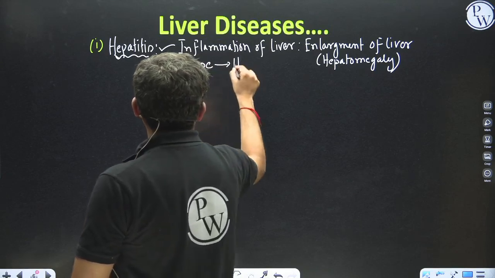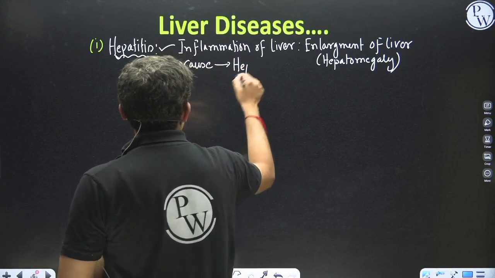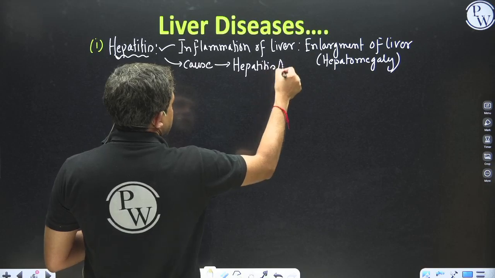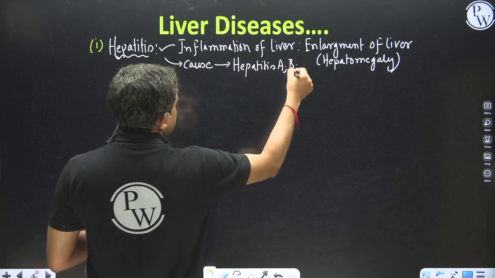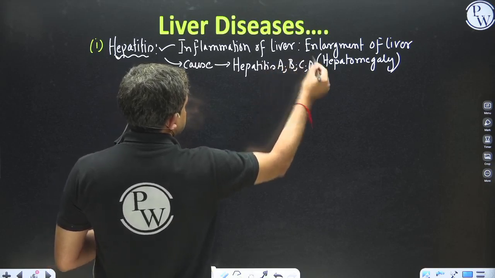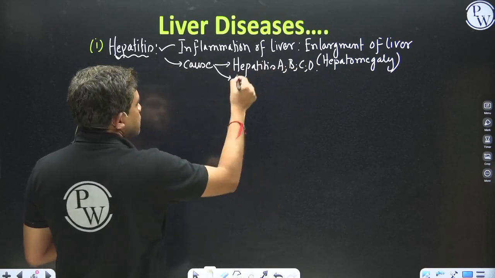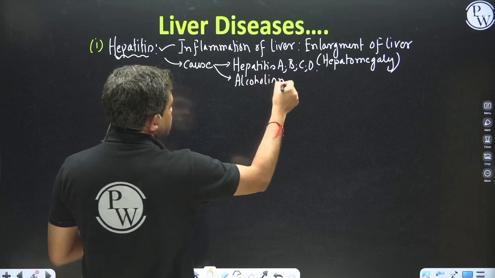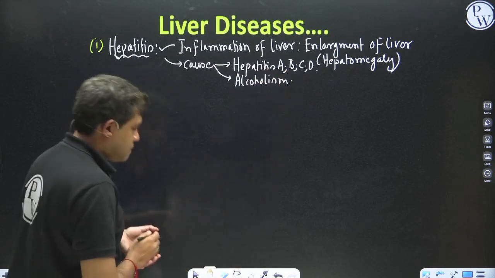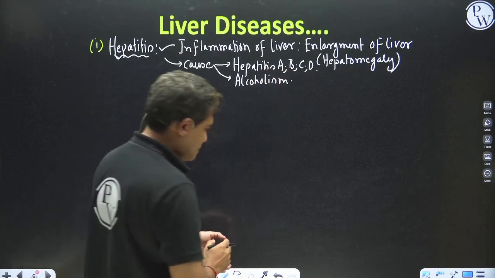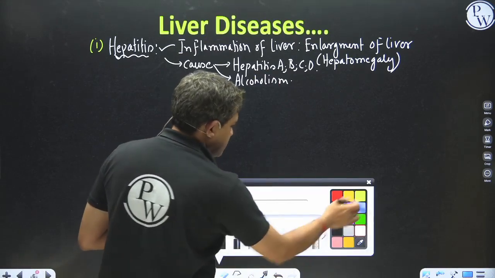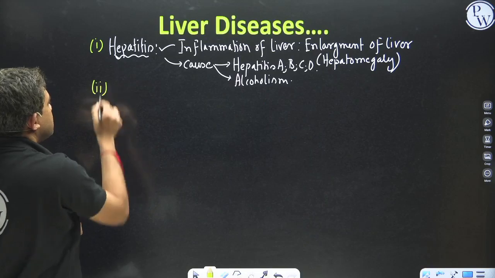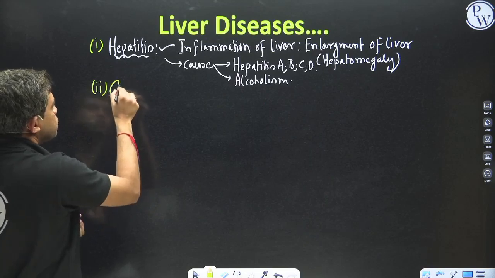Hepatitis infection, that means hepatic infection like hepatitis A, hepatitis B, hepatitis C, hepatitis D, etc. It may also be associated with alcoholism. Alcoholism is another thing that can cause alcoholic hepatitis. So this is all about hepatitis. Okay, so let us see what are the other diseases. For example, cirrhosis of liver.